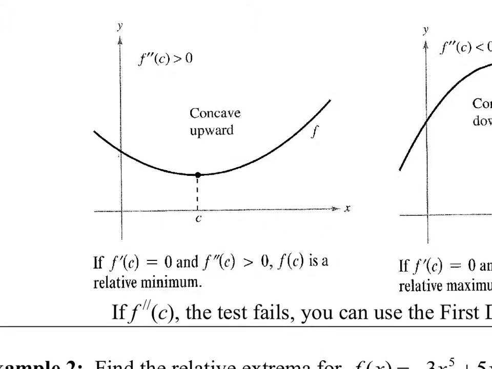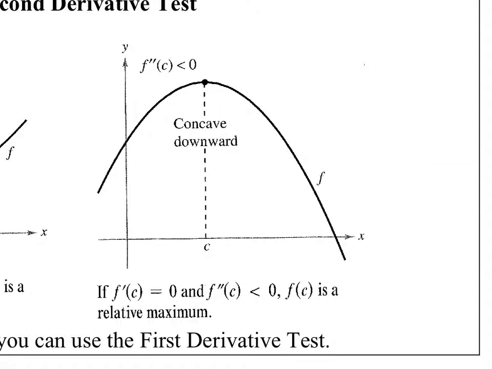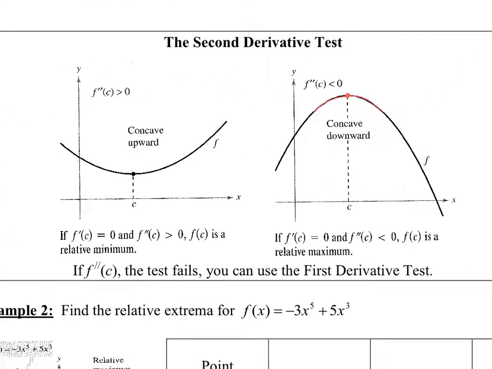On the other hand, if the first derivative equals 0 and the second derivative is negative, which means we are concave down, then f of c is a relative maximum, and you can see that up here. Okay? So here is our critical number, and it is concave down. Remember, we can tell it's concave down because if we draw the tangent lines, they're all on top of the curve. Okay, that's the easy way to tell concave up or concave down. Then we have a maximum.